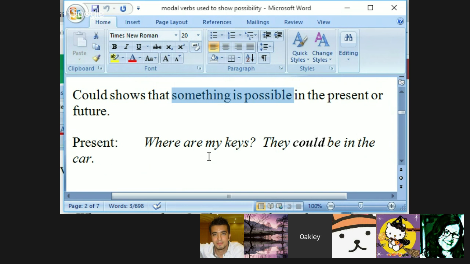Yeah, it would be very common, for example, to say, "Oh, where are my keys? I could have left them at work. They could be in the car. They could be in the kitchen." I can repeat 4 or 5 sentences with could. So how could I possibly assign a probability factor or a percentage? I really can't.